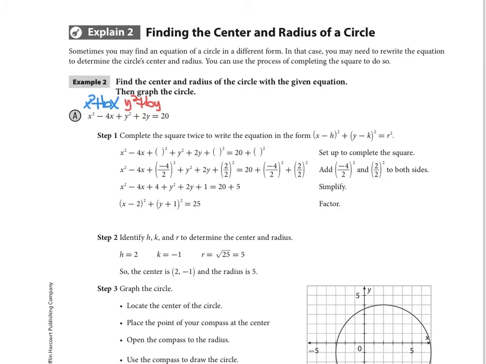So notice what they're starting us off with here as our setup in step 1. We would have x squared minus 4x plus something squared. That's the perfect number that's going to complete the square. We'll figure that out in a second. Y squared plus 2y plus something squared. They're kind of leaving a fill in the blank for you.